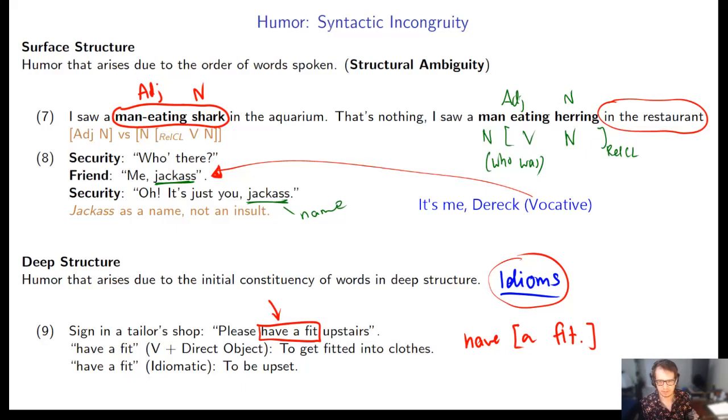Okay, are there any questions about what we've talked about so far? We just have one more thing, but I thought we'd pause there before we talk about pragmatic humor.